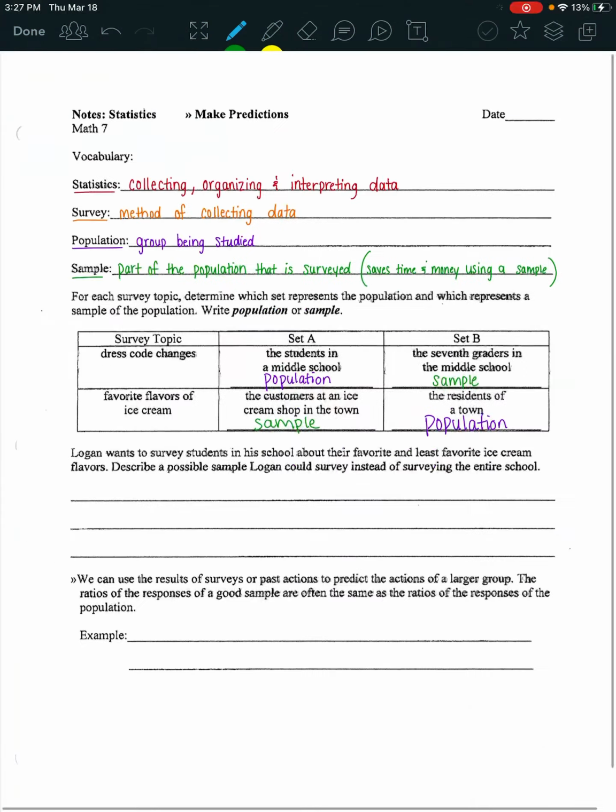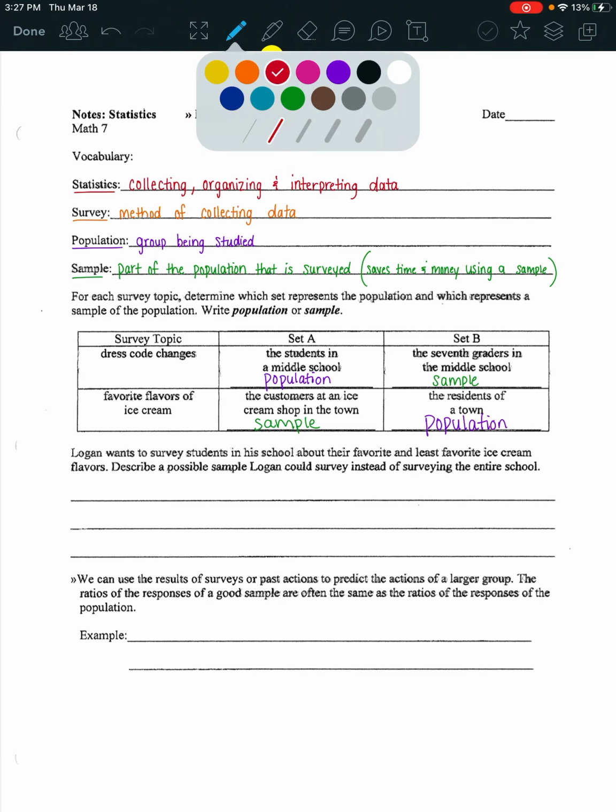Okay, so that's our goal for today. Now, Logan wants to survey students in his school about their favorite and least favorite ice cream flavors. Describe a possible sample that Logan could survey instead of surveying the whole entire school. So it would be quite a task to go around and try and survey every single person in the school. So let's think of ways that we could survey people without doing the entire school.